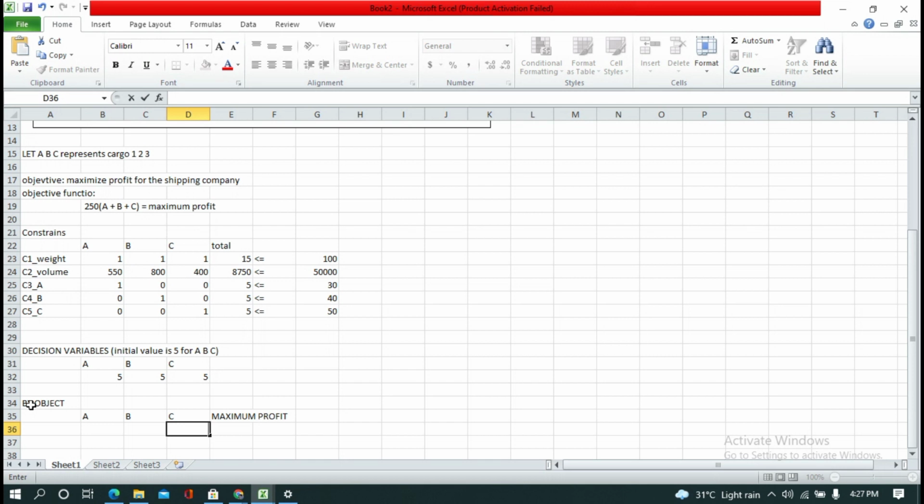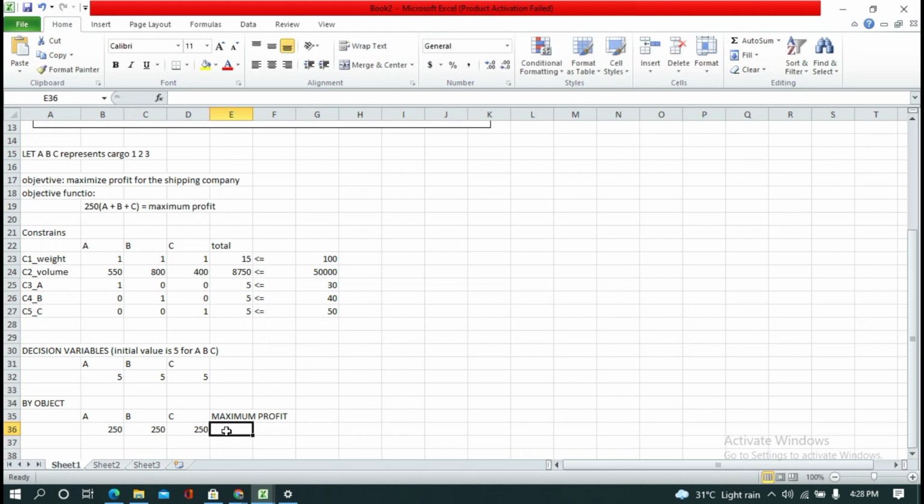So by objective, in order to compute for the maximum profit, 250 times each cargo is equal to the maximum profit. So we have here A, B, C, which represents the cargo, and then our maximum profit. And then for our objective function, we need to multiply each cargo by 250. So 250 and 250 in here.